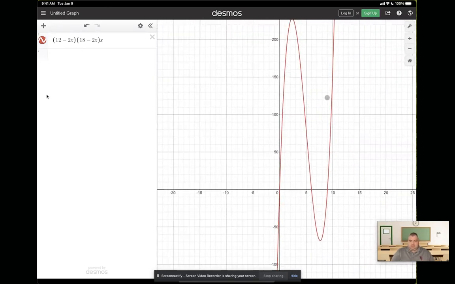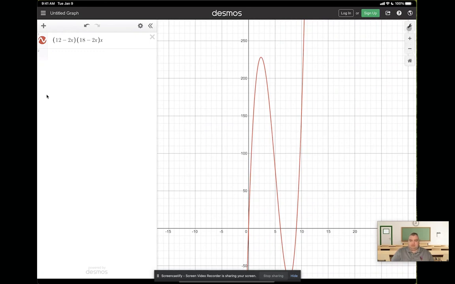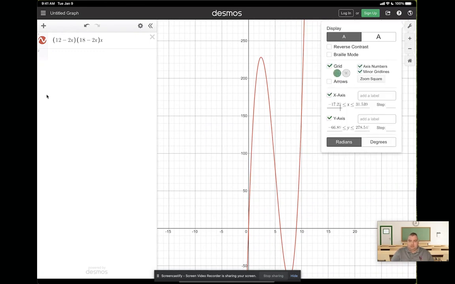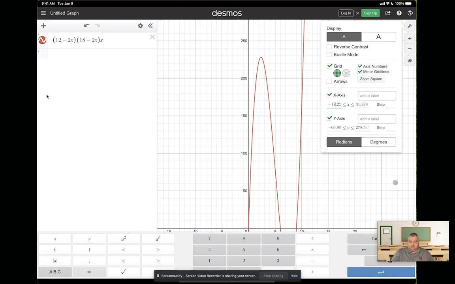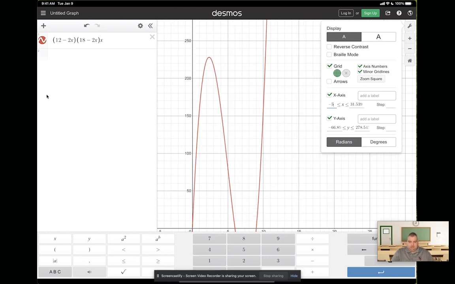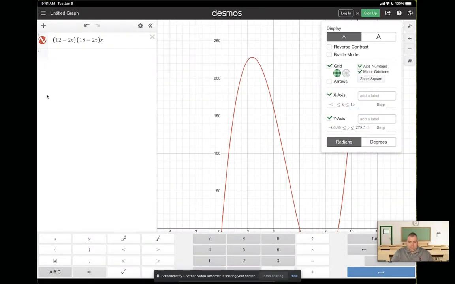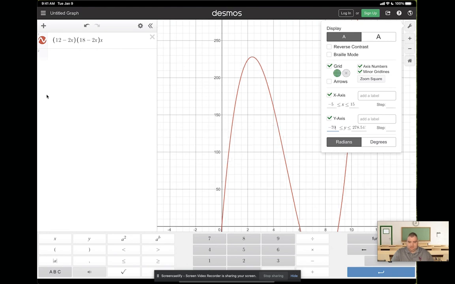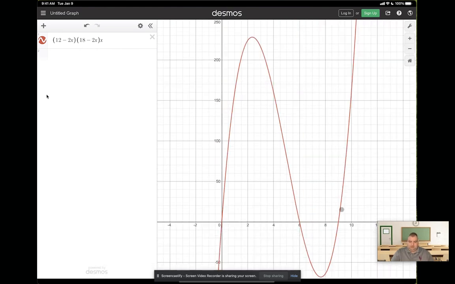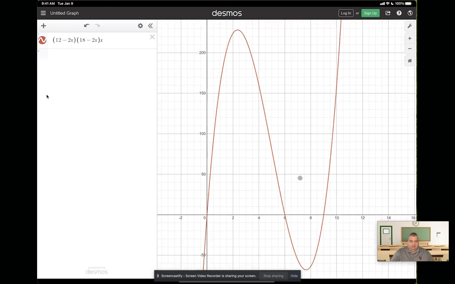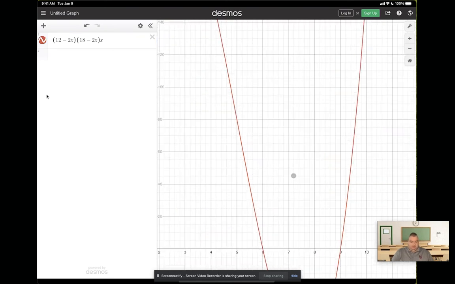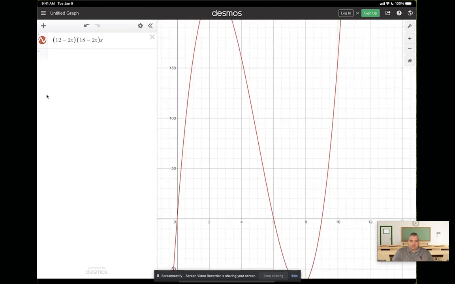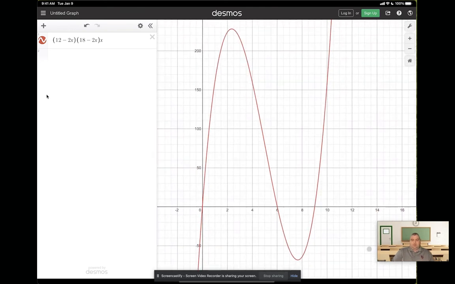Okay, so that's not the best view, so I'm going to go to the wrench, and I'm now going to change the settings. I'm going to change the window. Let's make this from -5 to 15, and we'll say this is from -70 to 250. And that's a much better view. You can see that it clearly has that same wavy shape.